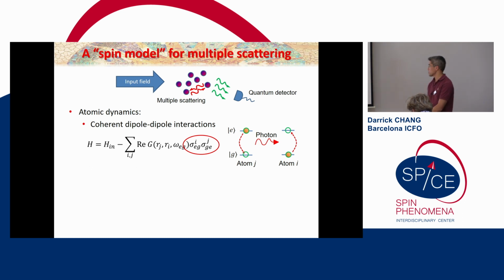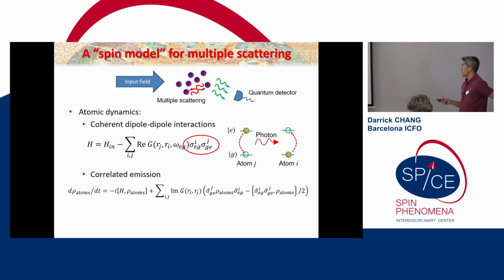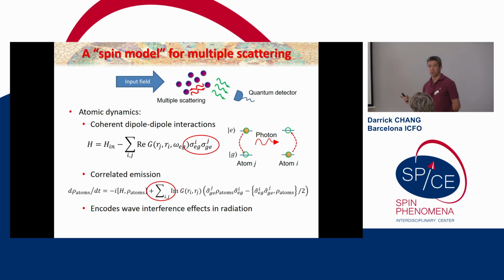So besides the possibility of getting coherent dipole-dipole interactions, when you integrate out the light, you also get the possibility of correlated emission. And so you get a kind of density matrix equation now for your atoms. The specific form of this master equation doesn't really matter going forward. The only thing to point out is that this dissipation term contains a sum over atom pairs. That encodes the fact that wave interference governs the emission of atoms, and then my dissipation has to be correlated rather than independent.